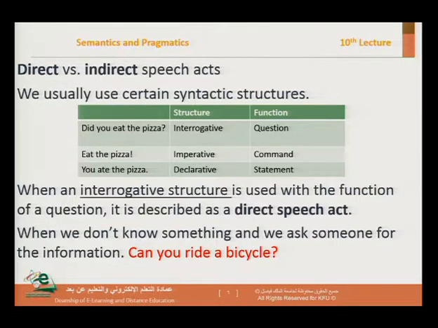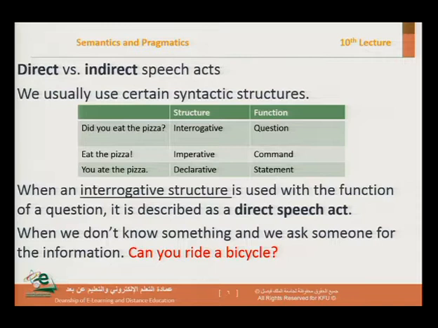Usually when we speak, we bring in the syntax that we know. So we usually use certain syntactic structures when we pronounce an utterance. If someone, for example, asks you, did you eat the pizza? Okay, this is basically a question, right? Interrogative, it's a question. So this sentence functions as a question.